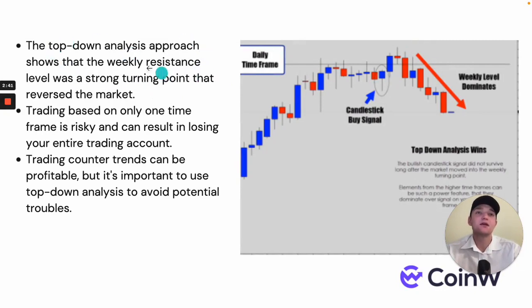You can see that the top-down analysis approach shows that the weekly level was strong, a turning point, and that it should reverse here. And you can see that was our pin bar. So we had our buy signal over there, but you can see after that it actually came up to this level, and now if you look at it now, we are actually coming down to lower levels because the weekly level was showing that price actually rejected off there. So this was a false buy signal.